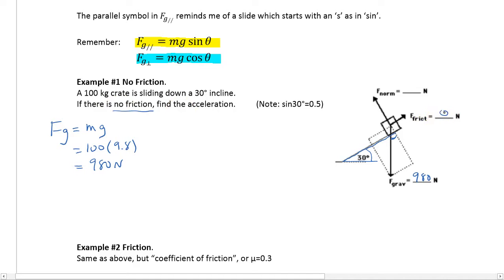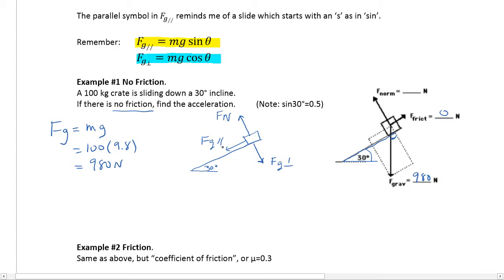So I'm going to draw this diagram again. And here again is my 30 degrees. And here is my box there. There's my crate. And I'll draw the normal force just like before, Fn. The friction I won't write in this one. Now instead of writing the force of gravity, I'll do Fg perpendicular and I'll do Fg parallel.